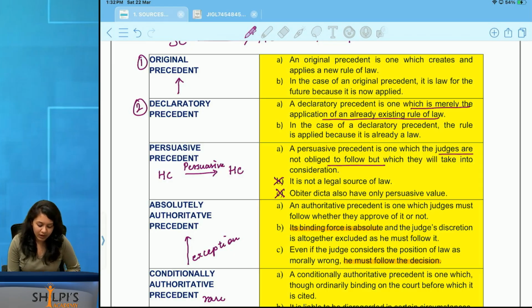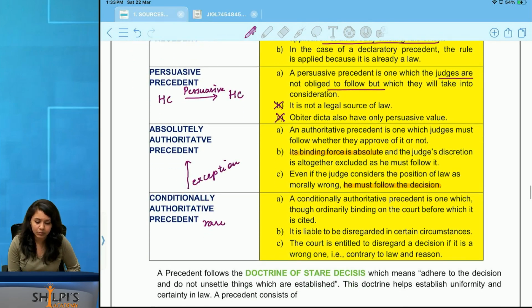Precedents have to be absolutely authoritative, that is, it must be followed regardless of the judge's opinion on it. And conditionally authoritative precedents are an exception to the previous rule, in the sense that if a decision was given contrary to law or reason, then we can say that that decision was a wrong one, and that court is not bound to follow that as a precedent, and it can be disregarded in certain circumstances. So this is all in terms of our precedents.